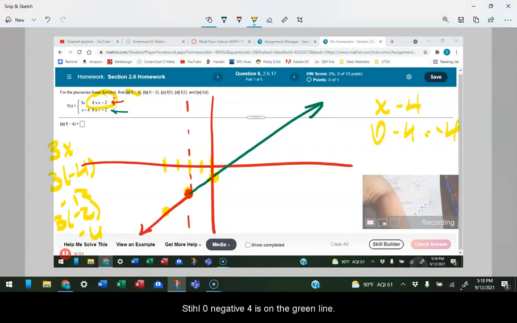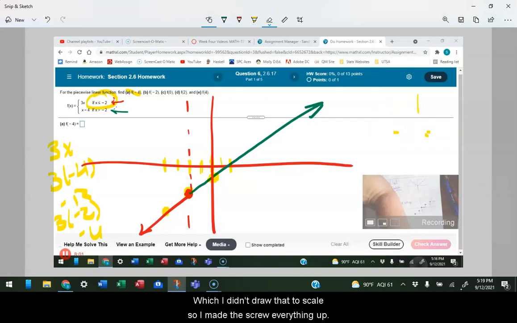So 0, negative 4 is on the green line. Okay, let's do 2. So here's 1 and here's 2, which I didn't draw to scale, so I may have just screwed everything up. But let's erase this stuff.